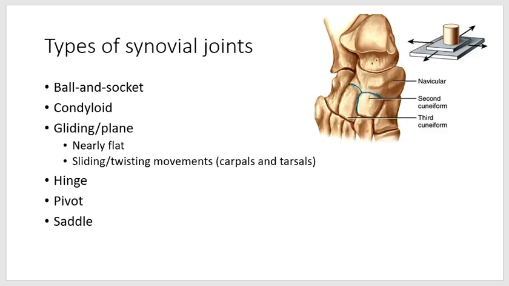Then we get to our gliding or your plane joints. These are going to be the joints that you find in your carpals and tarsals, so in your wrist and ankle bones. And if you look at them, they just kind of slide past each other ever so slightly. Not a lot of movement going on in these joints, just kind of sliding back and forth, maybe twisting a little bit within your wrist and your ankles.